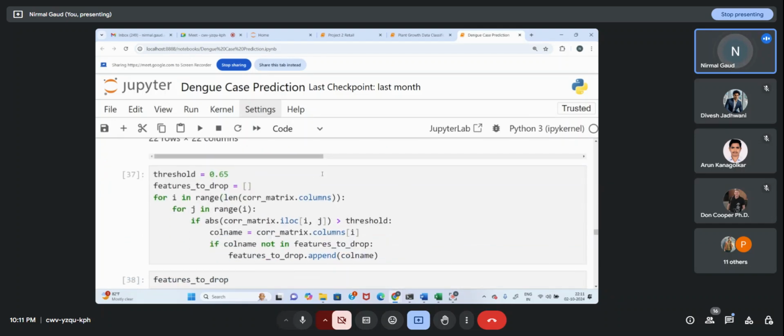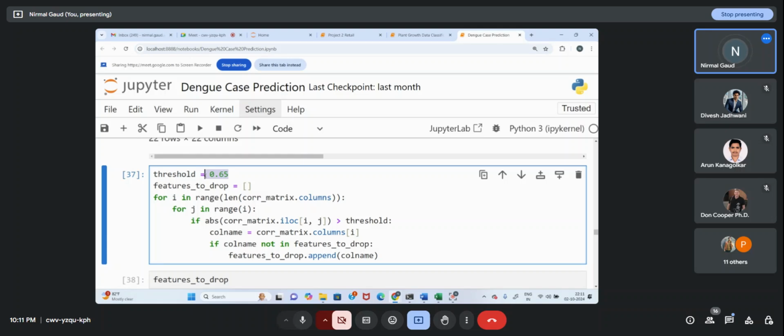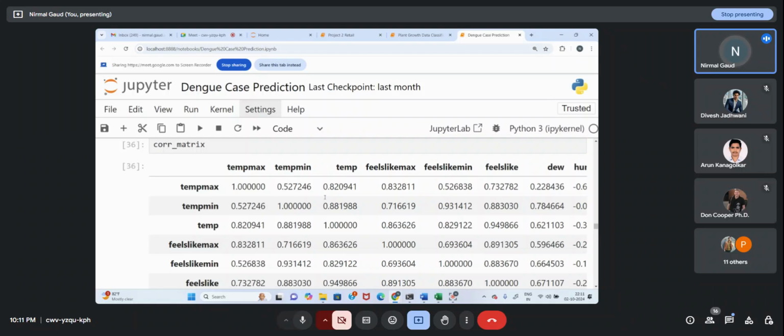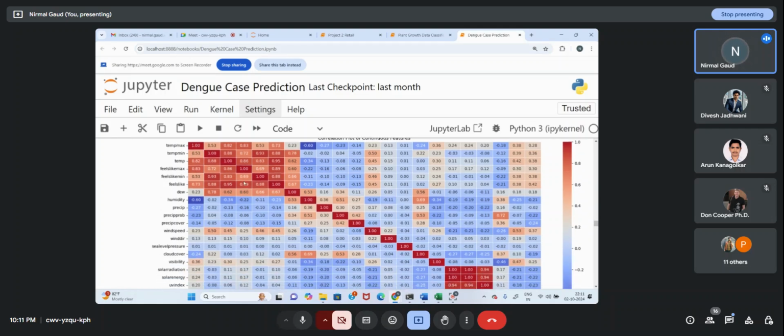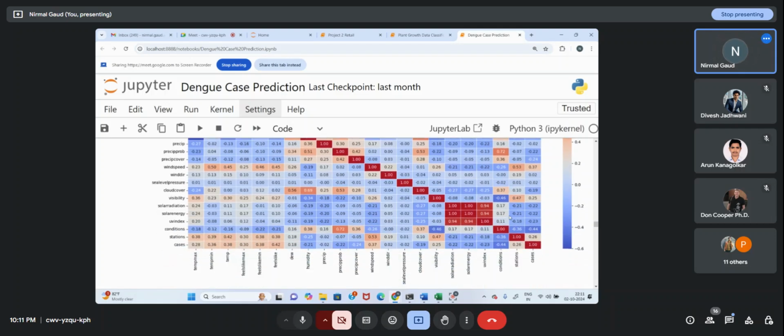In this particular regard, I have kept a threshold of 0.65. It's up to you how much threshold you want to keep. In the previous project, I took the threshold of 0.7. Here I am keeping threshold of 0.65 because it's up to you how you analyze the correlation. I have seen that many of the features are showing the correlation around 0.69, okay, 0.66, 0.67. So I think if such kind of correlation exists, and if I don't drop these features, maybe my model will get overfitted.